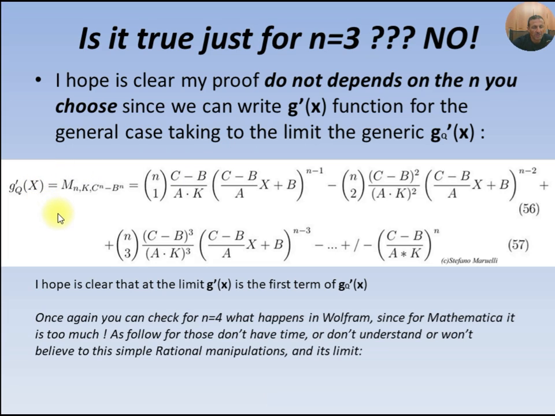So you remember, as for what we did for the binomial theorem, as we did for m and a k, we can write g prime of x as mnk of c to the n minus b to the n as n over 1 of c minus b over a by k, so we are free to change k and push it to the limit, by c minus b over a by x plus b to the n minus 1, and the same for all the other terms along the binomial development.